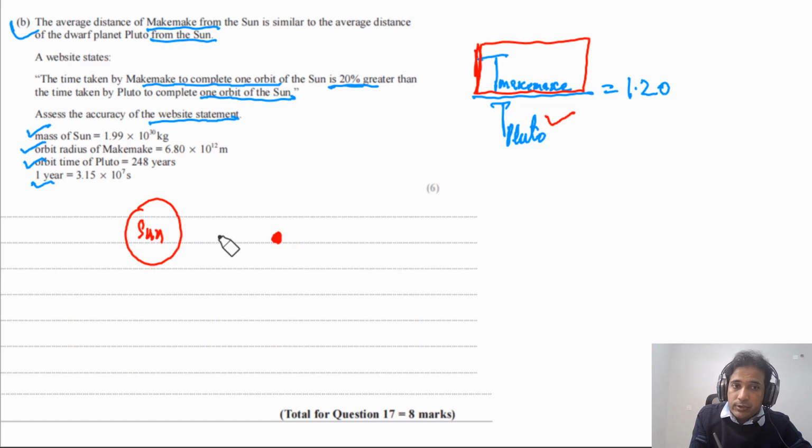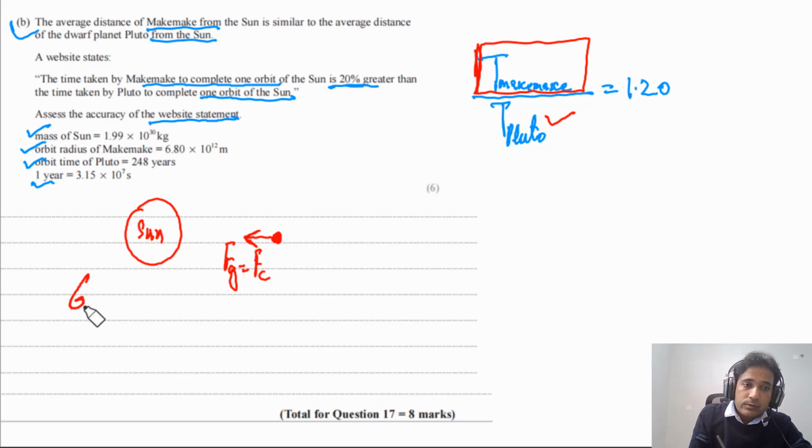So the gravitational force between them we can find, and that gravitational force is providing the centripetal force for Makemake. So this one will be Ft, gravitational force in this case is providing the centripetal force. It's not equal to centripetal force, because centripetal force is not a force by itself.